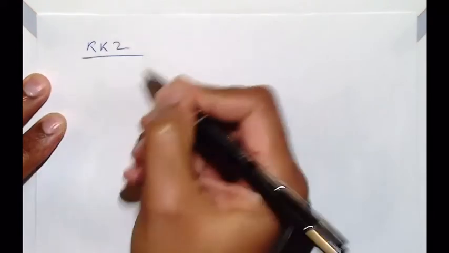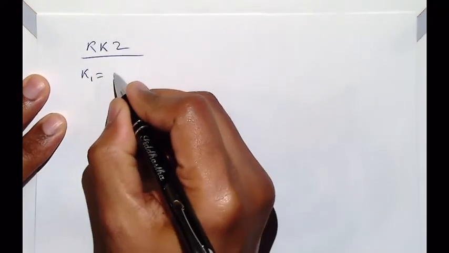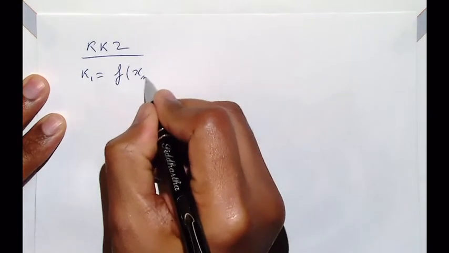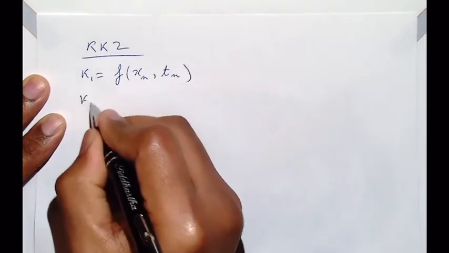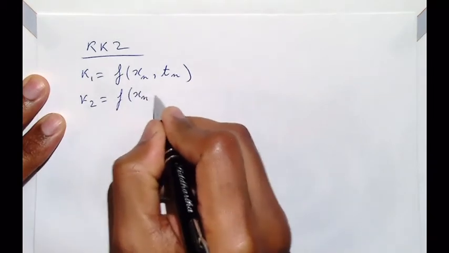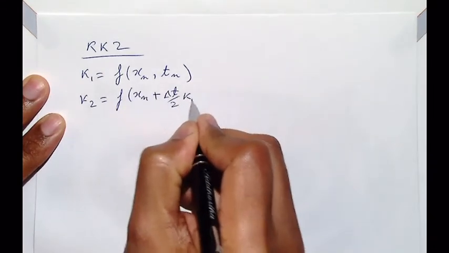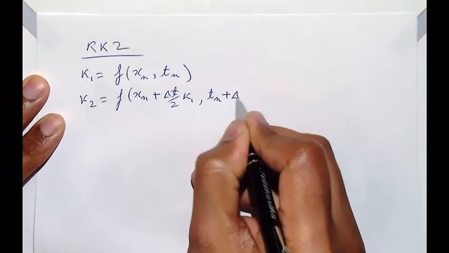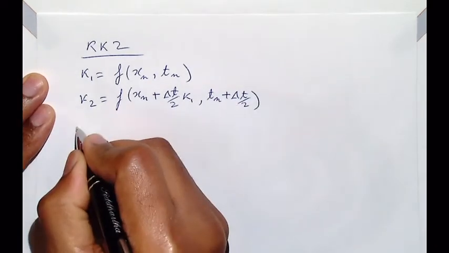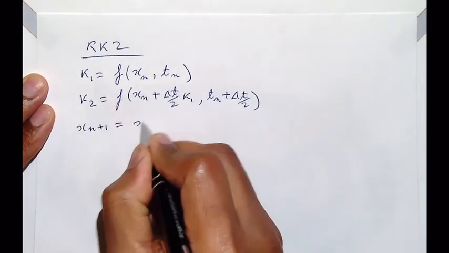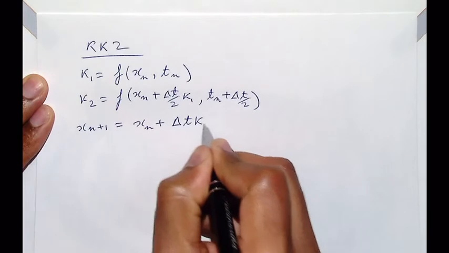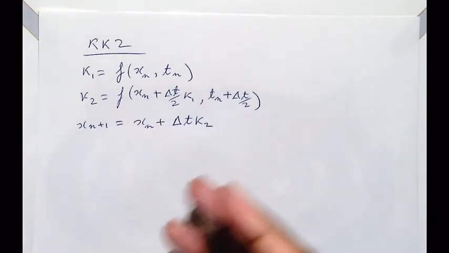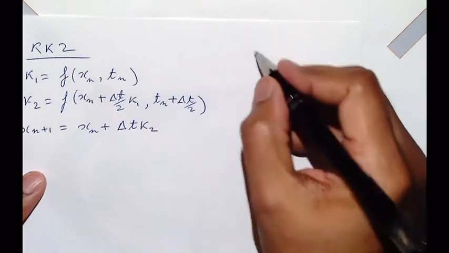You don't need to rewrite this, RK2 versus RK4. I will just rewrite the RK2. We said K1 equals f of xn, tn. K2 is f of xn plus delta t over 2 K1, tn plus delta t over 2. And xn plus 1 equals xn plus delta t K2. RK4 does something very similar.